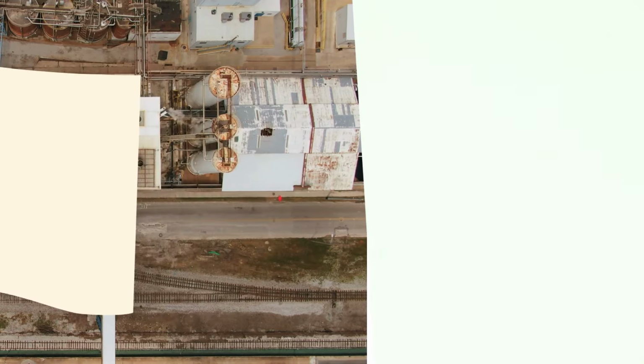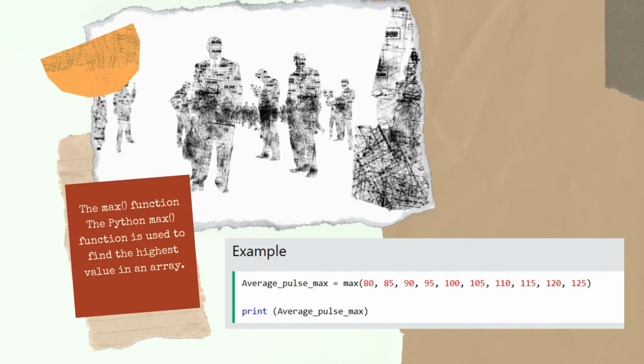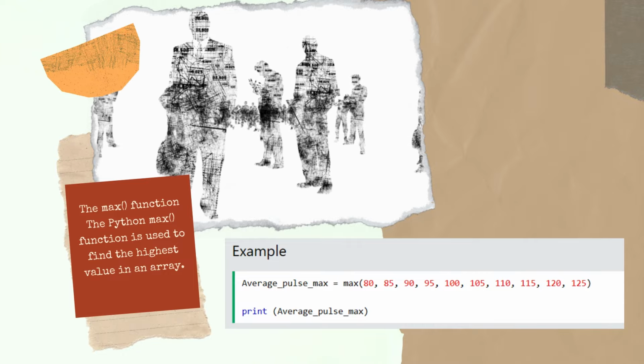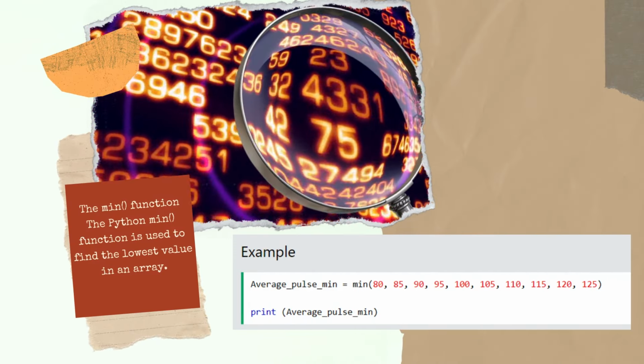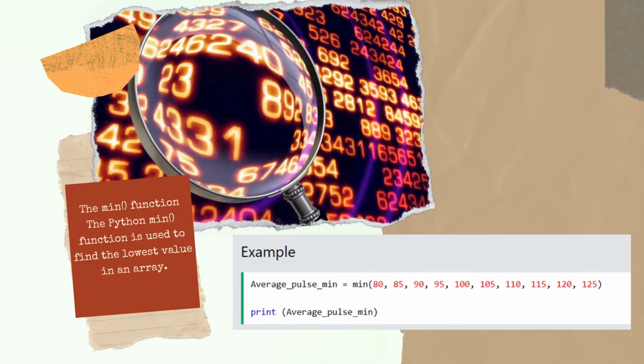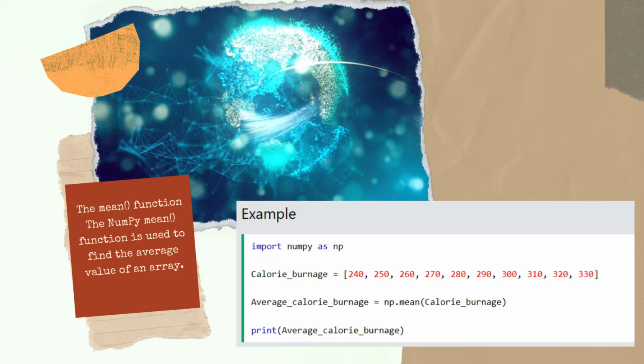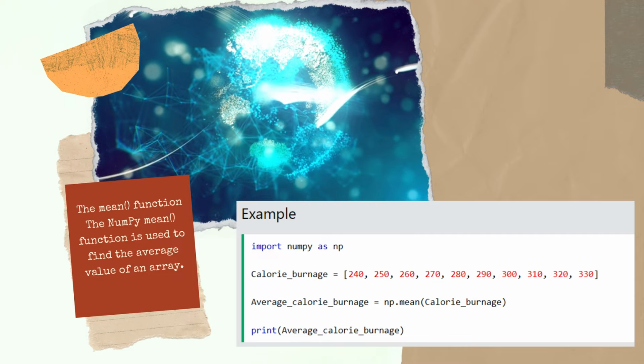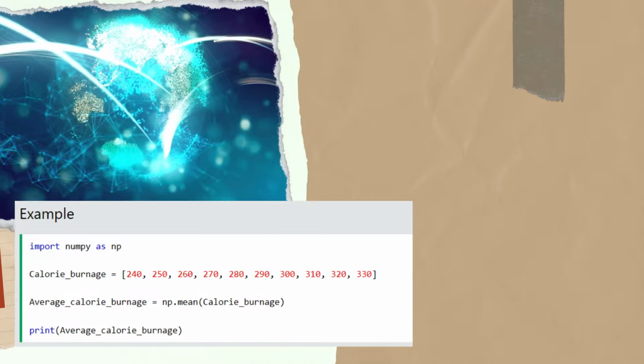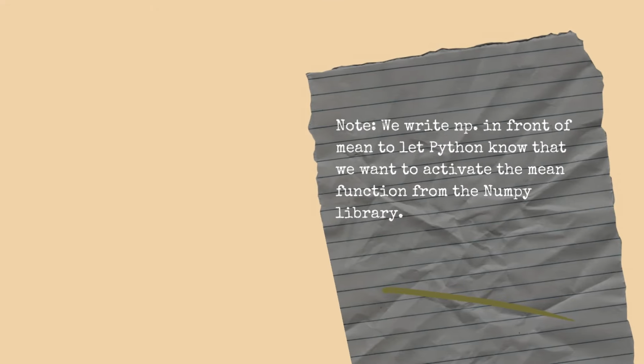The max function. The Python max function is used to find the highest value in an array. The min function. The Python min function is used to find the lowest value in an array. The mean function. The numpy mean function is used to find the average value of an array. Note, we write np in front of mean to let Python know that we want to activate the mean function from the numpy library.